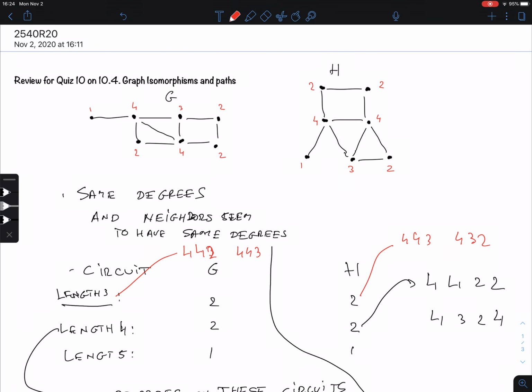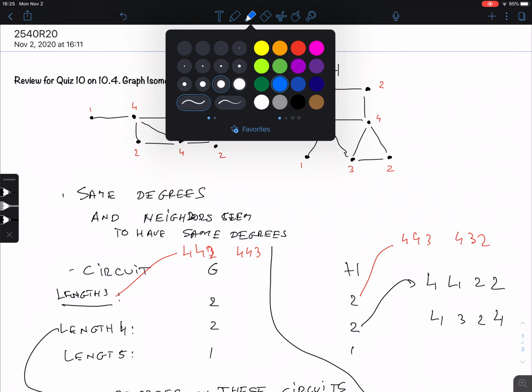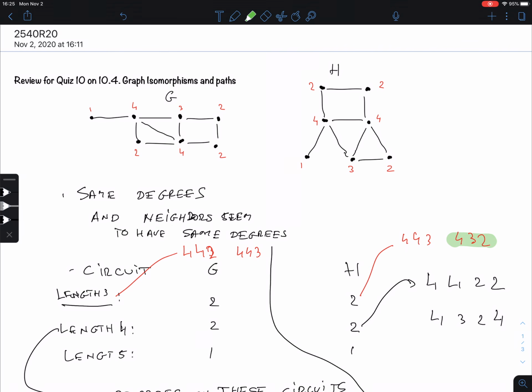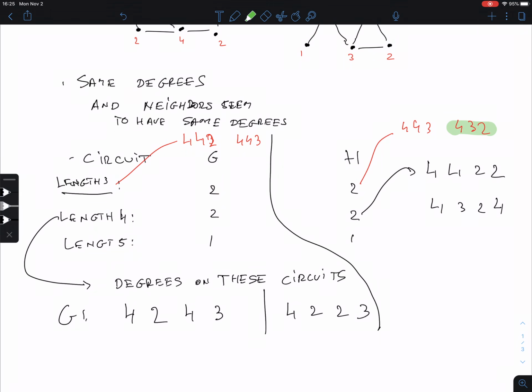That's also different. Here we have both degree 4 vertices lying on a triangle, whereas here there's only one triangle that contains both degree 4 vertices. So also at the level of triangles we see that something is not matching up. So let's perhaps indicate this in green here. This one cannot be matched with any of those two, where we had the same problem with this one here, just by virtue of the number of degree 4 vertices on it. Okay, so that's yet a step further.